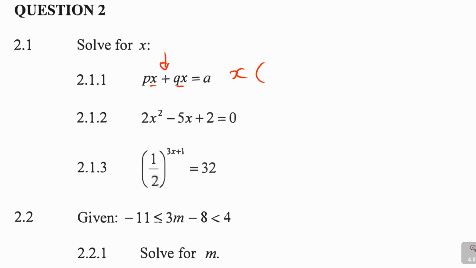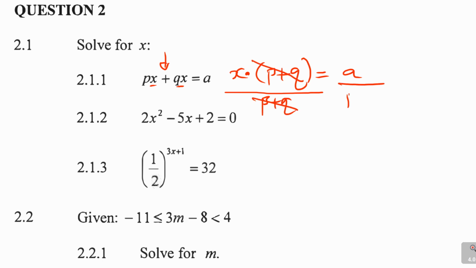So when you cancel there, you are left with p plus q. See that? So that when I open it, x times p is px, x times q is qx. Are you seeing that? So that's what I'm having. And then is equal to a. But they say solve for x, meaning there is a multiplication here. The opposite of multiplication is division. Divide by what you don't want, which is p plus q.